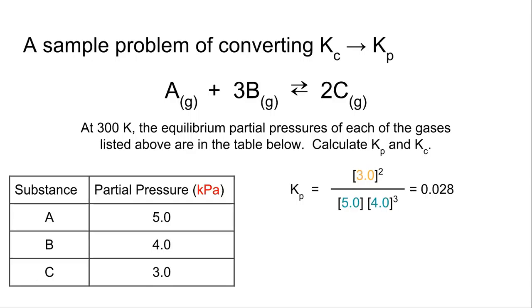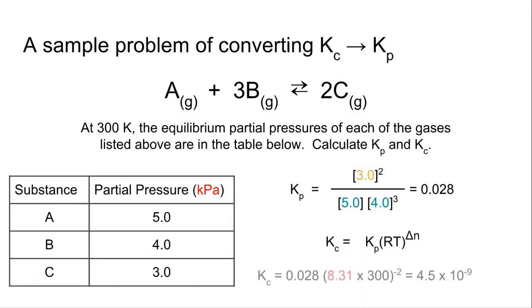Notice I've just put the partial pressures where they belong in the law of mass action and raised them to the respective coefficients there. We have 3.0 for C, we have 5.0 for A, and we have 4.0 for B. When we do this calculation, we get a Kp equal to 0.028. So now what we want to do is convert that into Kc and solve the second part of this question. Remember that our equation is Kc equals Kp times RT to the delta N.